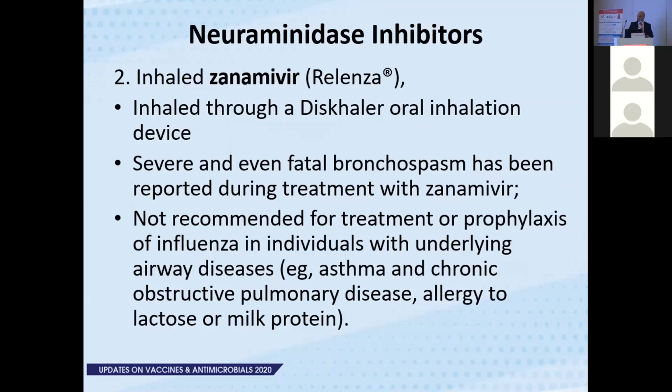Inhaled zanamivir is the second antiviral in this family, and commercially, the name is Relenza. It is used by inhalation twice daily. However, there is a serious side effect that was noticed during the use of Relenza, which is severe and even possibly fatal bronchospasm. So it is not recommended for either treatment or prophylaxis in individuals with underlying airway diseases, such as asthma, COPD, and even in those who are allergic to lactose or milk protein because of this fatal side effect.